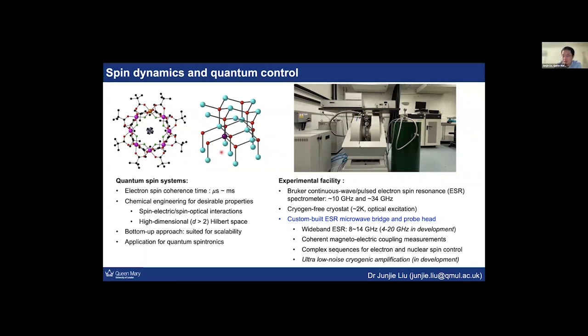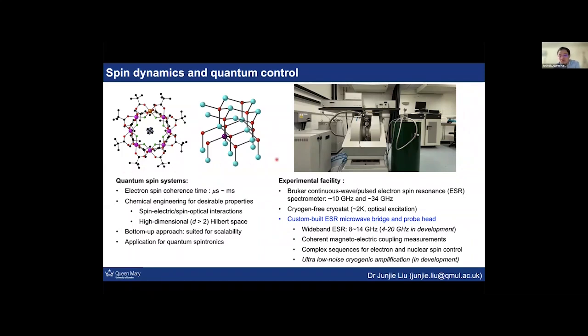I'm interested in those kinds of systems because they have very fascinating coherence behavior. In some cases, you can tune the system with chemical engineering to engineer the desired property, and they have potential as a key component for quantum spintronics.